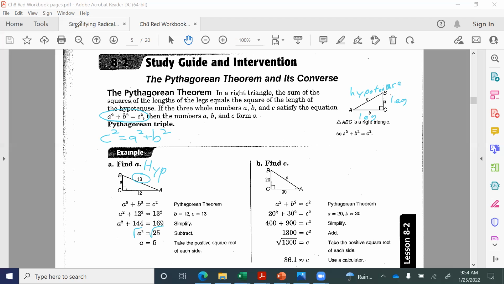Now, for b, very similar, but this time the missing value was our hypotenuse, which was labeled as c. So c was actually our c value we plugged in. The other two values, the 20 and the 30, we plugged in for a and b, since those were our legs, and we solved. Now, Pythagorean theorem is a little bit easier to use when we're solving for the hypotenuse, but again, it's not always what we're going to be solving for.